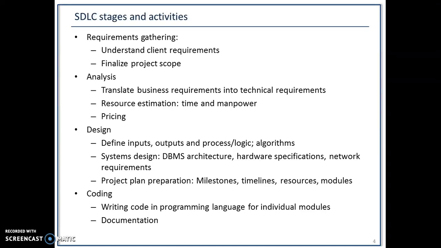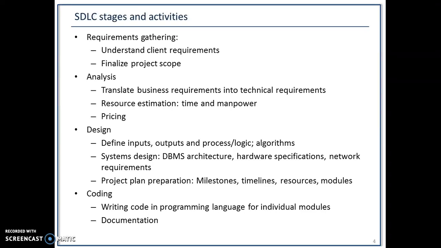Then hardware specifications, network requirements. These are the system design topics. Then project plan preparation. In the design phase, you prepare the entire project plan. Milestones are basically interim deliverables. For example, let's say you have a history course. That history course is the entire project, and milestones are basically individual chapters in that history textbook. So if you have 10 chapters, each of these chapters is like a milestone. Timelines, resources and modules. Timelines are basically when we are going to finish each of these individual milestones.